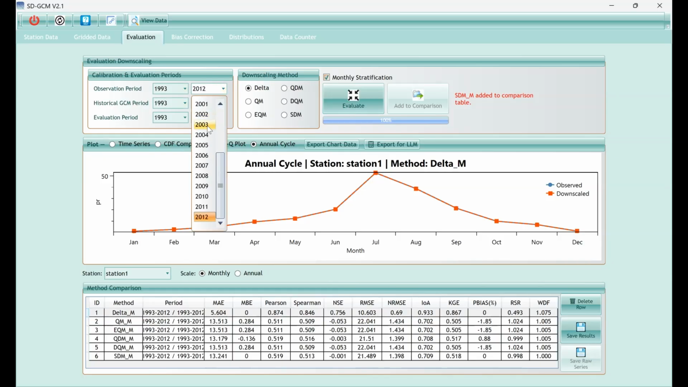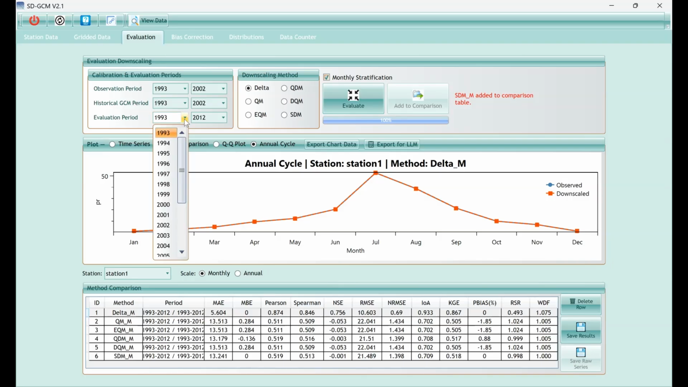Now let's perform a second experiment using independent calibration and evaluation periods. This provides a more realistic assessment because the methods are tested on data that were not used during calibration. I'll set the observation period to 1993 through 2002. The historical GCM period will also be 1993 through 2002. Finally, the evaluation period will be 2003 through 2012. This approach is commonly used to evaluate how well a bias correction method generalizes to unseen data.